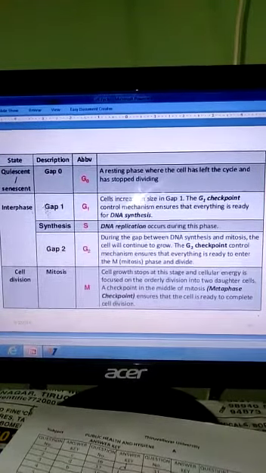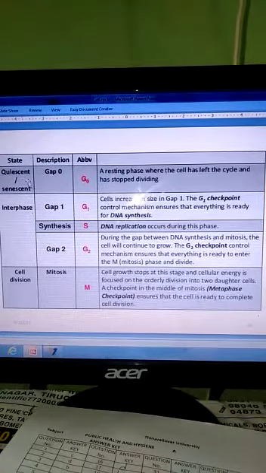Next, these are small points to identify. First one, gap phase 0, the quiescent arresting phase, where the cell has left the cycle and stopped dividing. Next one, interphase, the three phases you already know: gap 1, synthesis, gap 2. In G1, the cell increases in size. Next, DNA replication occurs during the S phase. Next, gap 2, G2: during the gap between DNA synthesis and mitosis, the cell will continue to grow.